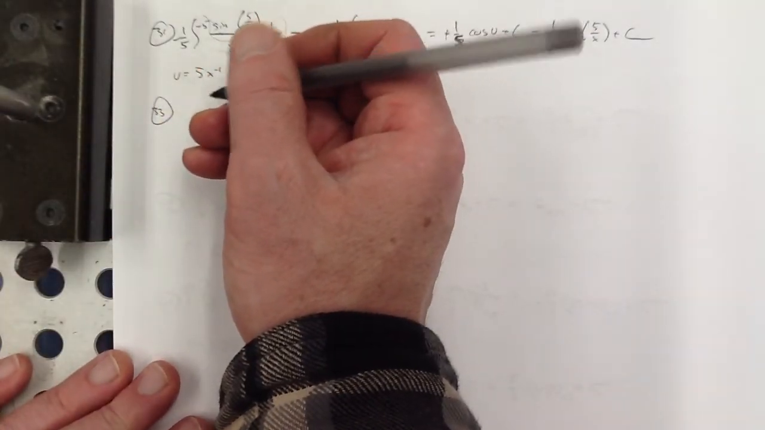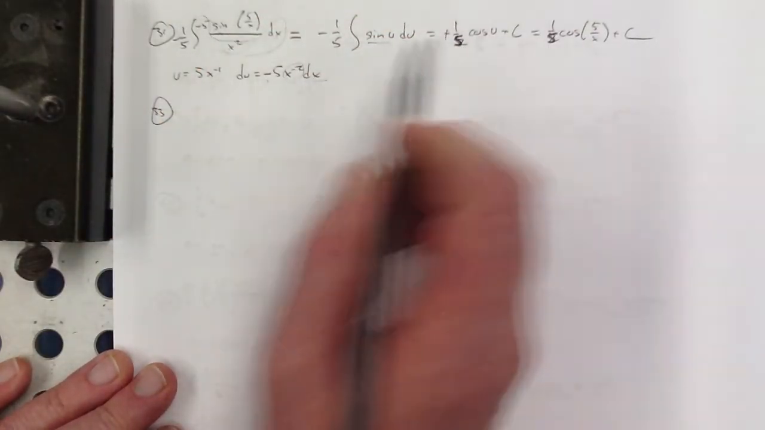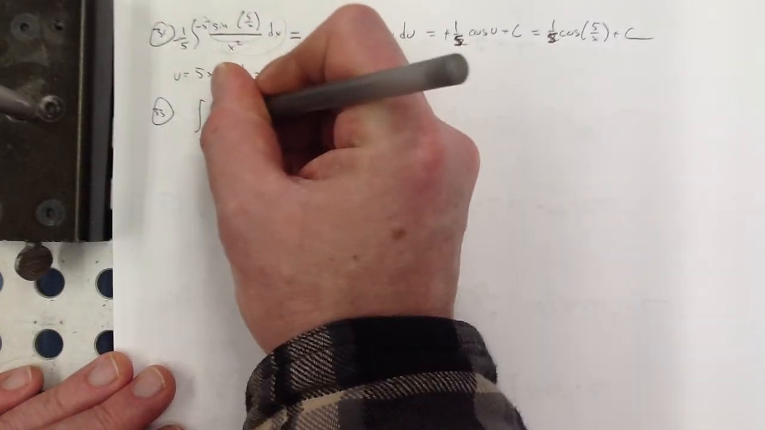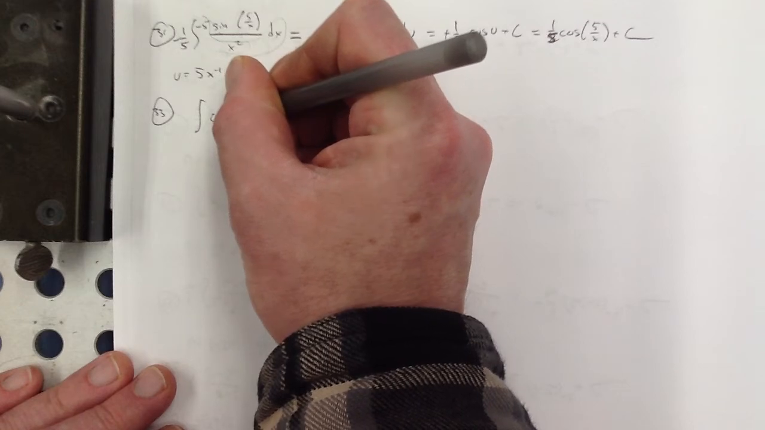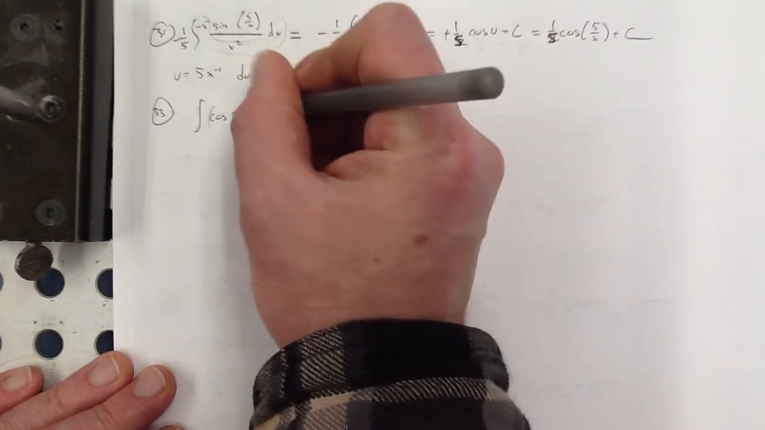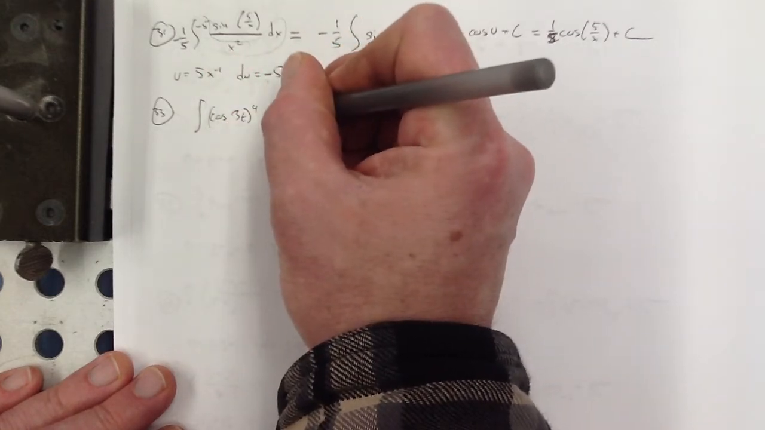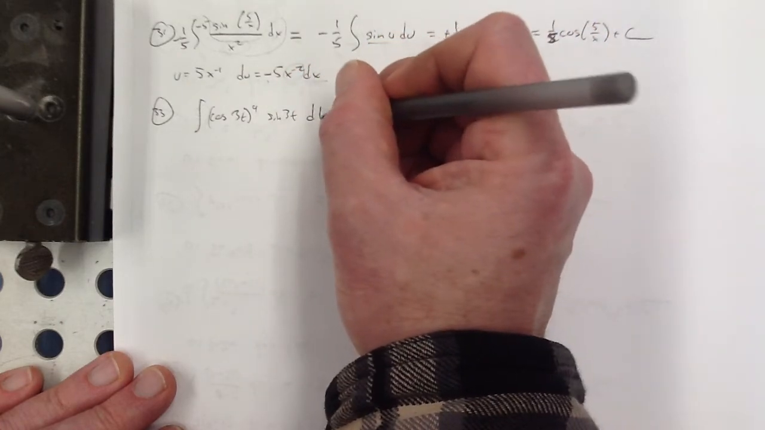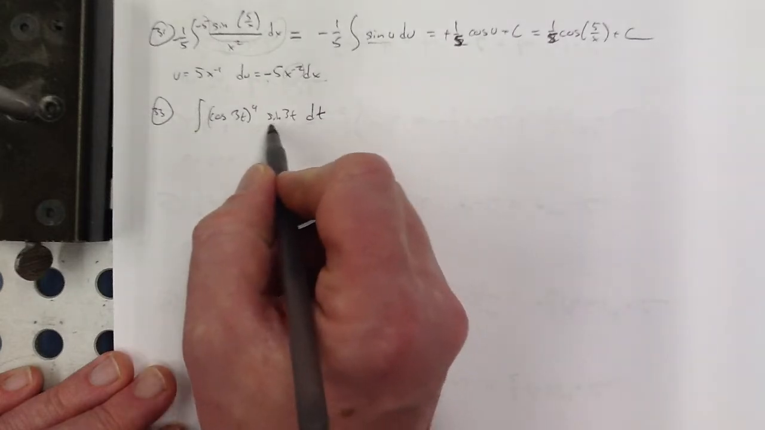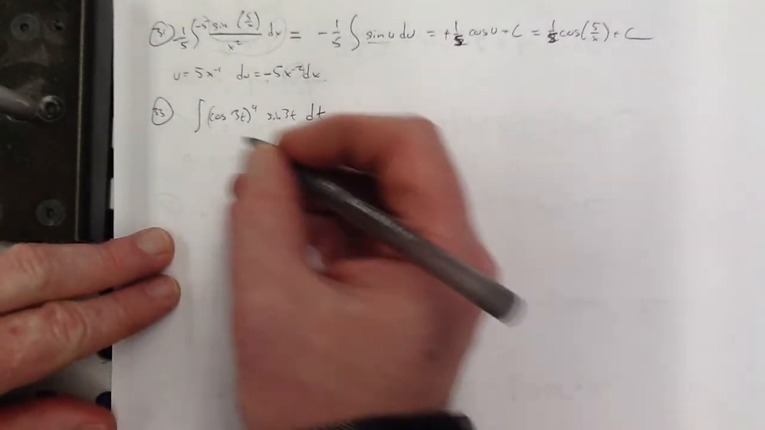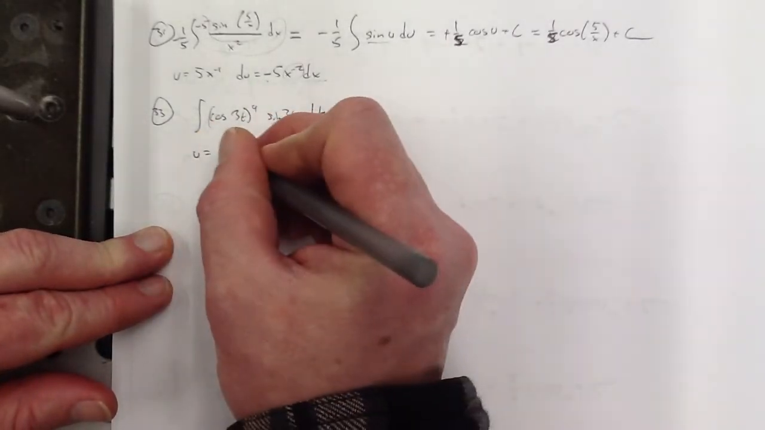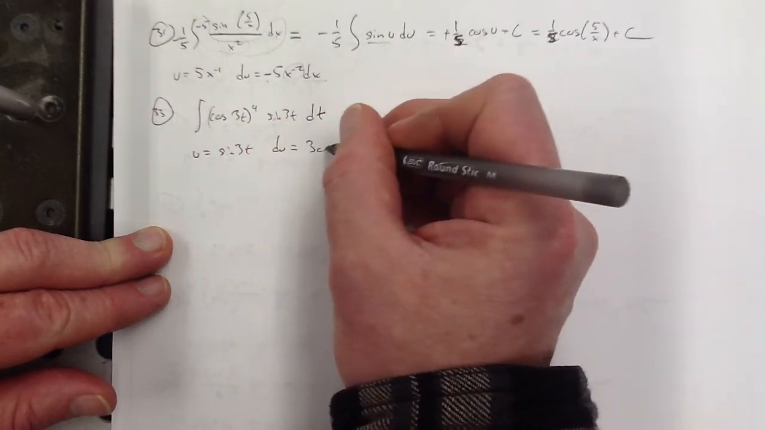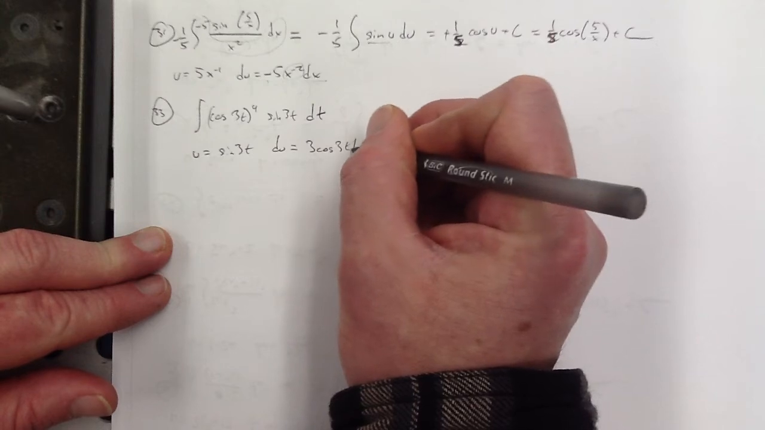Number 33. Sorry, I wrote 2's there instead of 5's. Just fix that. Cosine of 3t to the 4th, sine 3t dt. So how's about we make u equal to sine 3t, so du would be 3 cosine 3t dt.